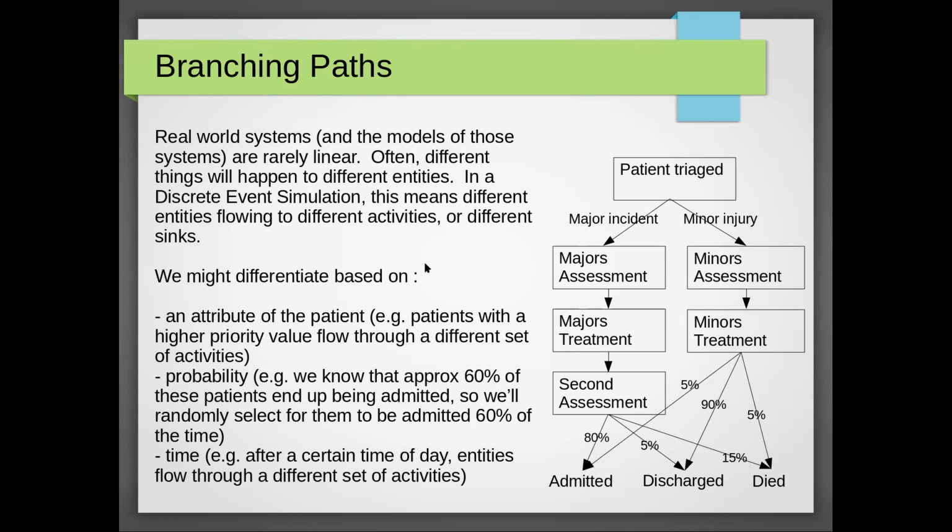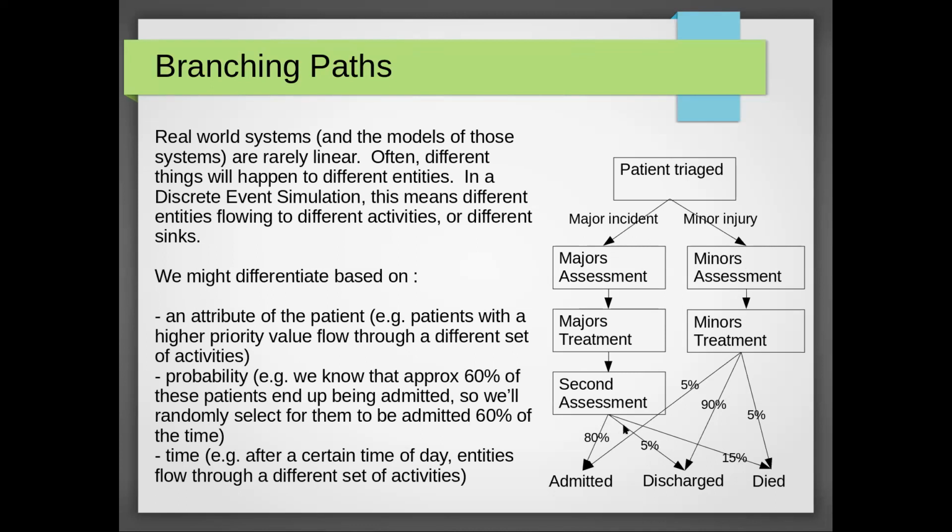Or it might be we might differentiate based on time. So it might be after a certain time in the day, the entities will flow through a different set of activities. So there's different ways in which we might differentiate and cause different branches to flow down. So here we've got an example where we've got our patients triaged, and then depending on if it's a major incident or a minor injury, they might flow through a different set of processes.